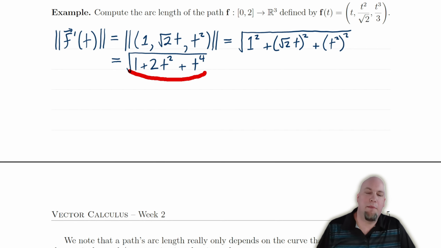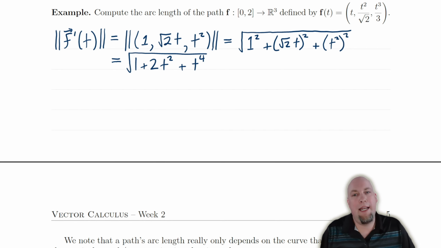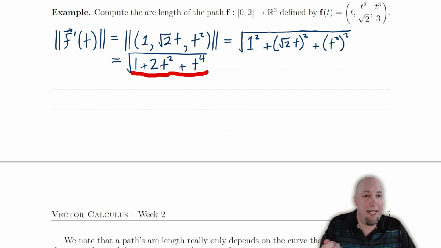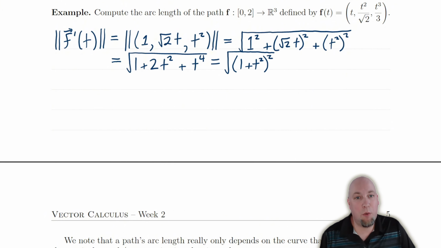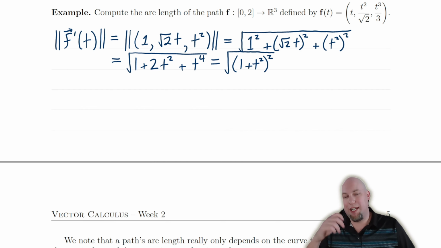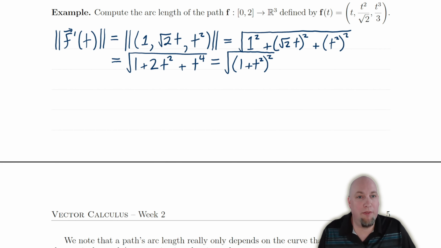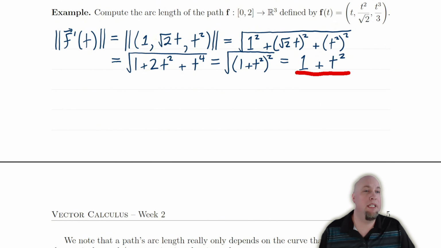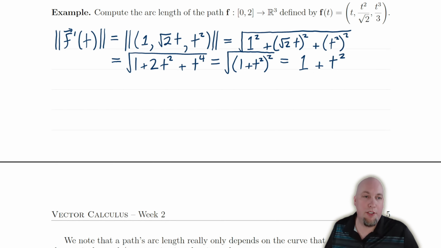If I expand all this out, I get this here, and something really nice happens. This 1 plus 2t squared plus t to the power 4, I recognize that as just 1 plus t squared, all squared. This 2t squared is the cross term if I square 1 and a t squared. So I can factor this thing inside as 1 plus t squared, all squared. And that's really nice because now when I take the square root of it, this outer square just cleanly goes away, and I find that the speed of the path is just 1 plus t squared here. Not too bad.